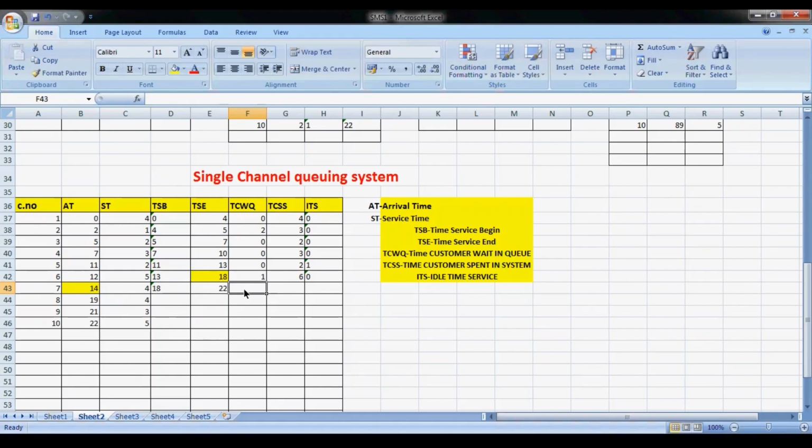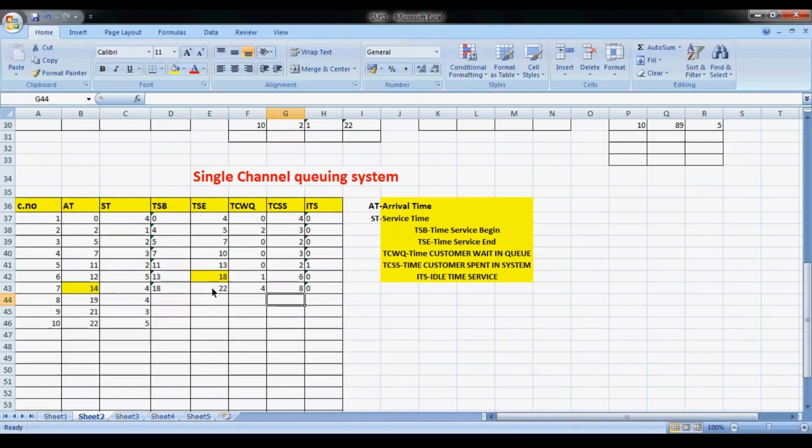And the time the customer waits in a queue: the customer is coming at 14 and the server is free at 18, which means the customer is waiting for the server for 4 minutes. 18 minus 14 gives 4. If the customer is waiting, the server is not going to wait. The total time the customer spent in a system is time service end minus arrival time. 22 minus 14 gives 8. 8 minutes the customer is going to be spent in a system.